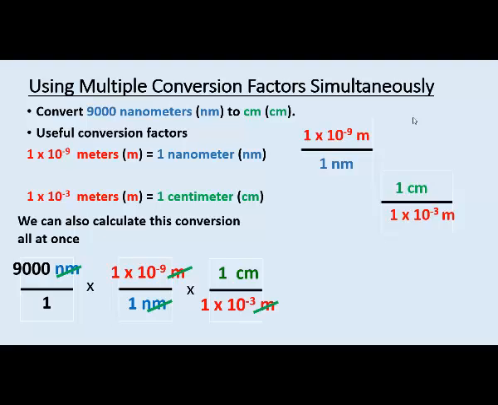And in my calculator, I'm going to multiply everything in the top of the fractions, divide by everything in the bottom of the fractions. So I'm going to take 9,000 nanometers times 1 times 10 to the negative ninth meters times 1 centimeter, divide by 1 nanometer, divide by 1 times 10 to the negative third meters, just divide by everything in the bottom of the fractions. We would see then my final answer would be 9 times 10 to the negative third centimeters. So once you're comfortable daisy chaining, putting multiple conversion factors together in one calculation like this, you can do these types of conversions fairly rapidly.